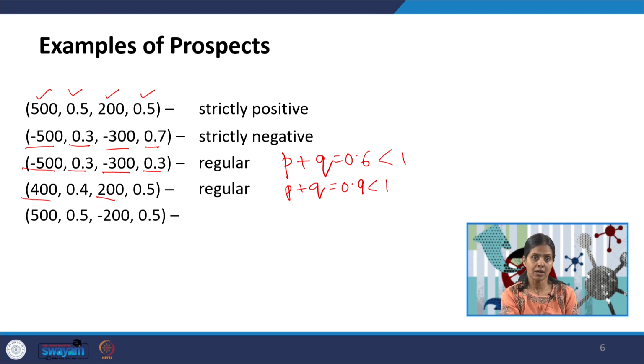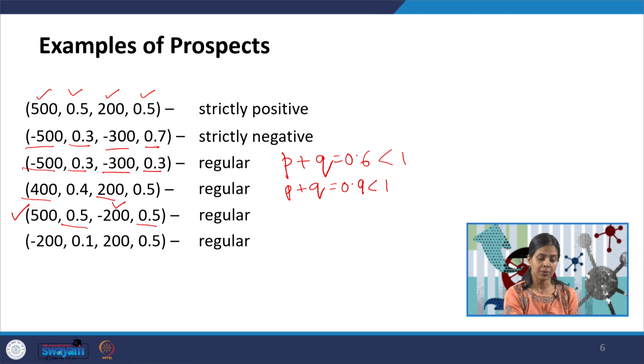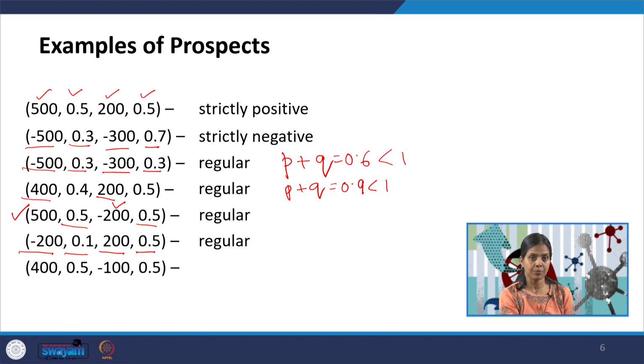(500, 0.5; -200, 0.5) is a regular prospect because x is greater than 0 and y is less than 0, though p plus q here actually equals 1. (-200, 0.1; 200, 0.5) is also a regular prospect because x is negative and y is positive. At the same time, p plus q is equal to 0.6, which is less than 1. Finally, (400, 0.5; -100, 0.5) is also a regular prospect because x is positive and y is negative.